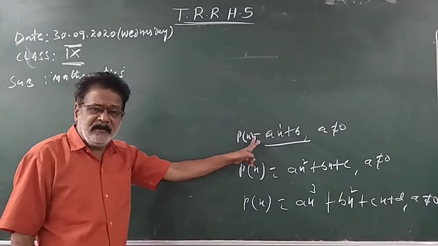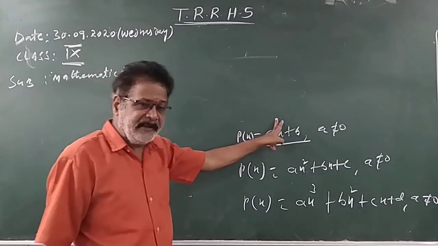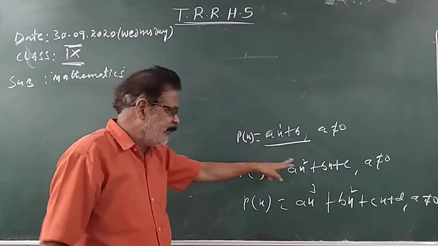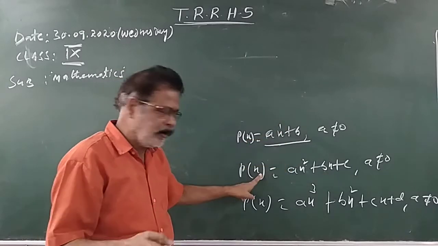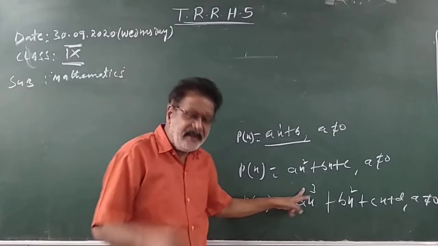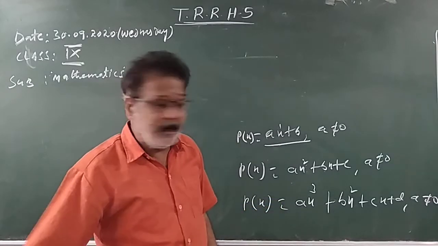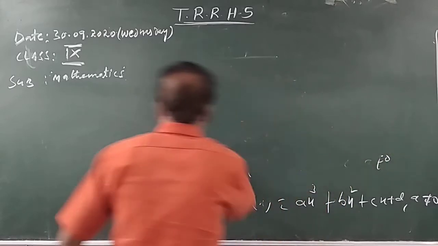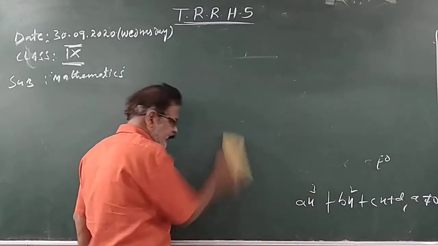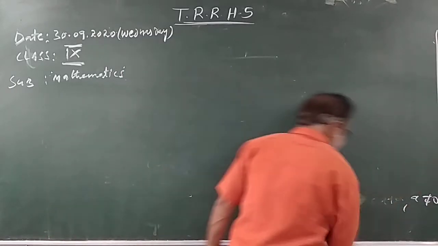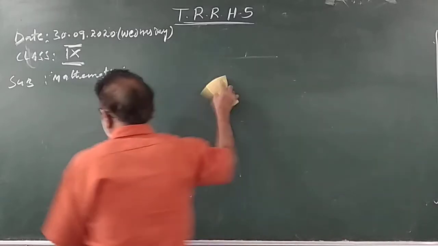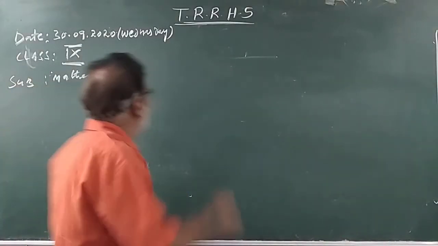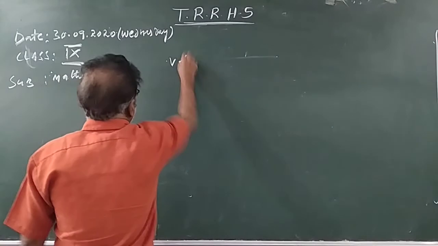Linear means a polynomial of first degree. If the highest exponent is 1, it is linear. If the highest exponent is 2, it is a quadratic polynomial. If the highest exponent is 3, it is a cubic polynomial. Next, in this class, we are going to deal with the value of polynomials. How to find the value of a polynomial?